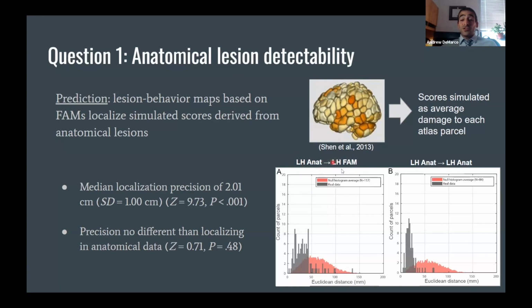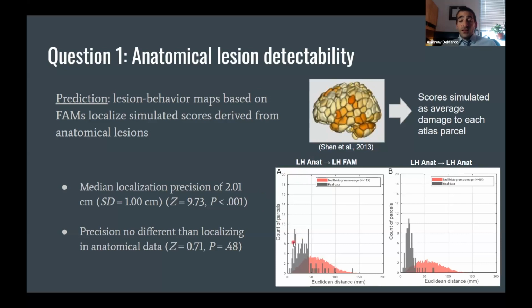And we're going to then look at just the left hemisphere of the functional anomaly mapping results data, so each patient's functional anomaly map, and we're going to try to localize in that functional anomaly map data the original location of the parcel that was simulated, whose behavior was simulated from the anatomical damage.